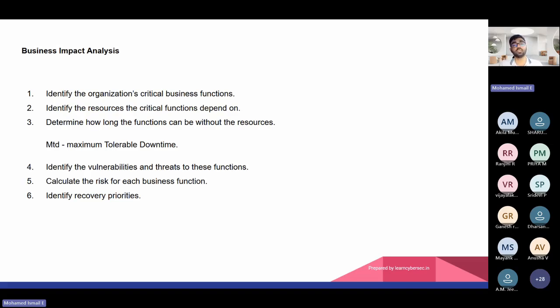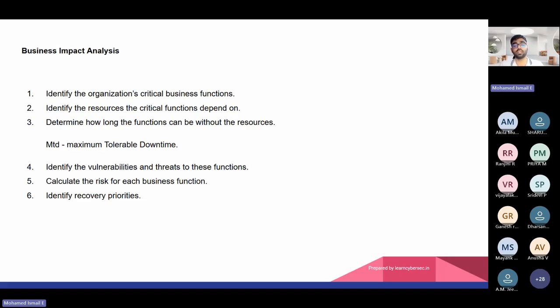So calculating the risk: how long the business can withstand, how long it will take to inform the users, for users to get the message and come back to work, how long it will take to operate the machine again, how long it will take to go to the farmers and collect the milk. These all are considered to calculate the risk.